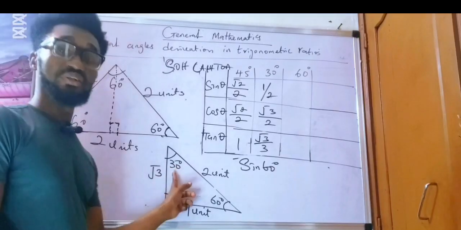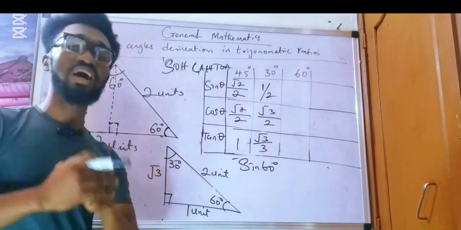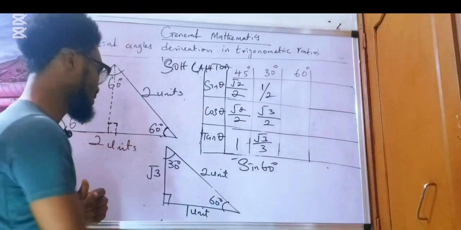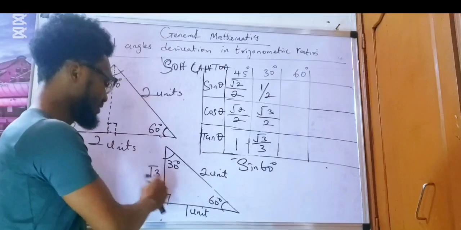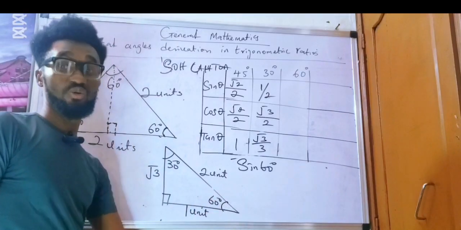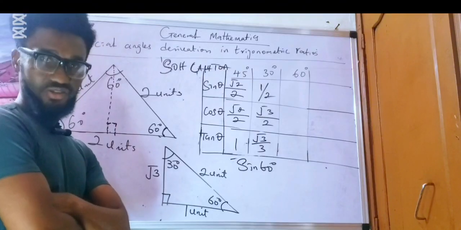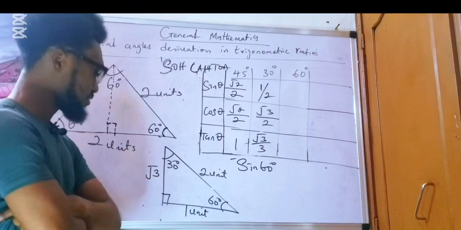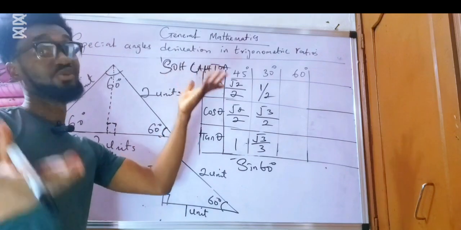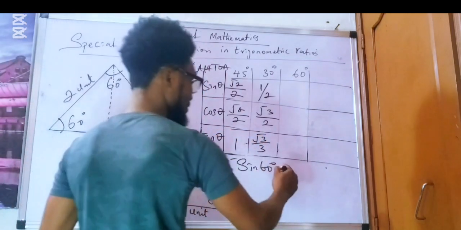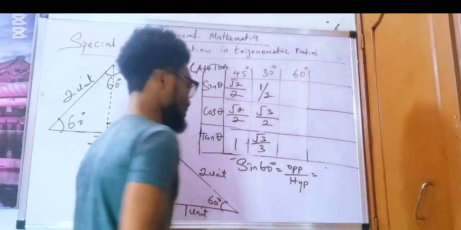Now we are no more considering this 30 degrees, but rather we are considering 60 degrees as the base angle. Because of this, the opposite side will now change. Here is no more the opposite side, but rather here is the opposite side because it is facing the base angle. So at this point we consider the sine of 60 degrees. And what is sine? Sine is opposite over hypotenuse.